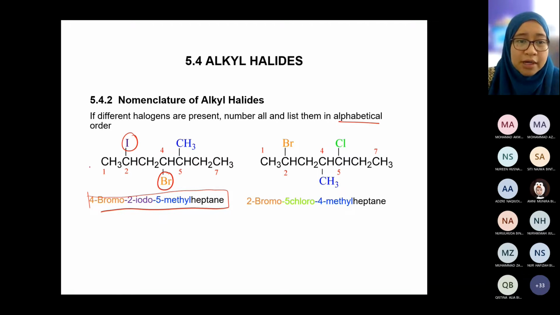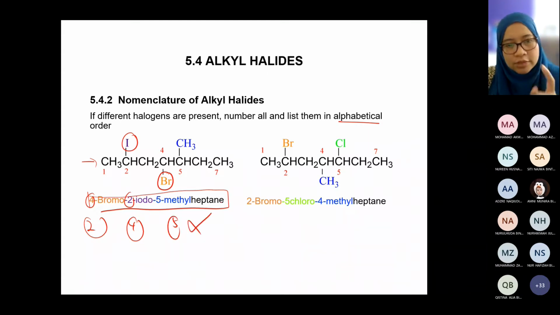Bila you nak namakan, nak letak dalam satu perkataan, dalam satu nama, you kena consider alphabetical order. Sebab bila numbering tu, you dah buat daripada awal dah numbering tu. Okay, you dah assign daripada awal dah. Next will be based on alphabetical order. So that's why you nampak 4-bromo-2,5. Bukannya 2, 4, 5. Bukan ikut numbering. Okay, bila nak namakan, you must based on alphabetical order. Because that is the final step.